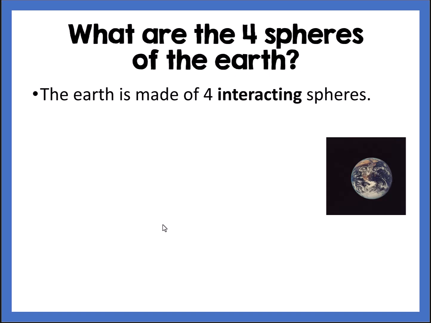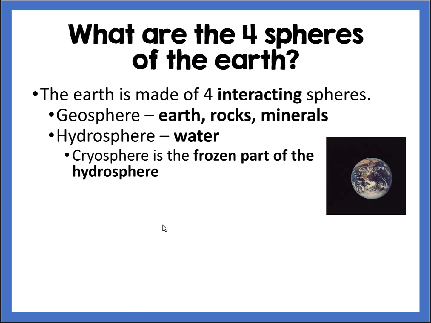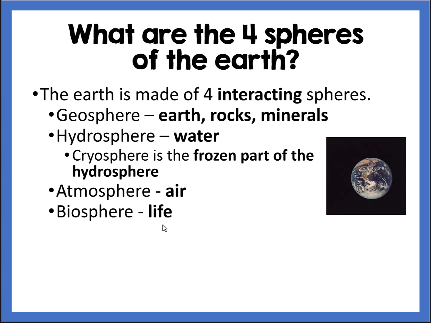So we often say that the earth is made of four interacting spheres. There's the geosphere, which is earth, rocks, and minerals. The hydrosphere, which is anything that contains water. And then a subsection of the hydrosphere would be the cryosphere. That's the frozen part of the hydrosphere. Icebergs and glaciers and things like that. The atmosphere is anything in the air. And then the biosphere would be living organisms.